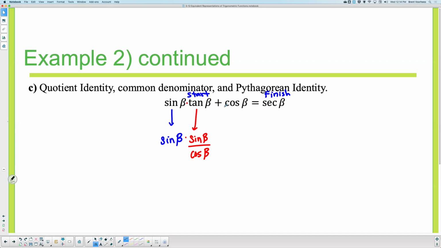Cosine, is that good family or bad? Good. That stays the same. So you just bring that straight down. So the only thing I did there, this is not a reciprocal. Do y'all remember what this one's called? Quotient. That's the only thing we did this time is the quotient identity.